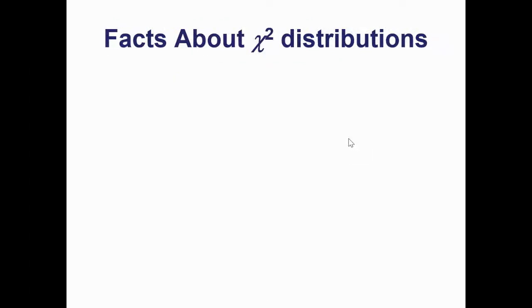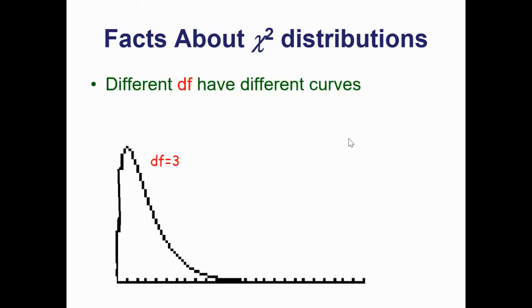So let's look at some facts about the chi-squared distribution. First off, different degrees of freedom have different curves. So the one on the screen is the curve with 3 degrees of freedom. I don't want to reveal that answer yet. So what do you notice about this curve? Like, how would you describe its shape? Positively skewed. What's another way to say that? Skewed to the right. That's right. So chi-squared curves are skewed right.